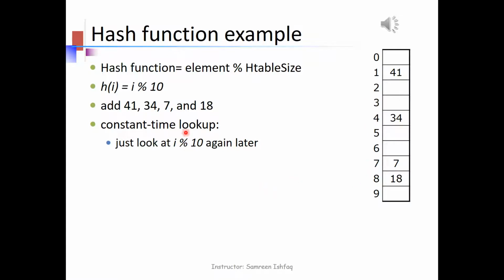So what will happen if the user tries to find or locate any element inside this table? For example, if the user wants to look up 20, 20 mod 10 is equal to 0. So we will check the 0 location and 20 doesn't exist there. That is an empty location. It means 20 is not found in the table. Now if a user tries to find 34, 34 mod 10 is equal to 4, we will look at the fourth location and here 34 is found.